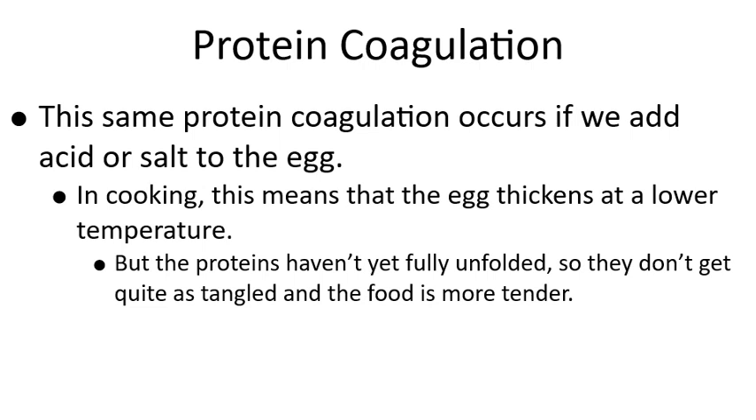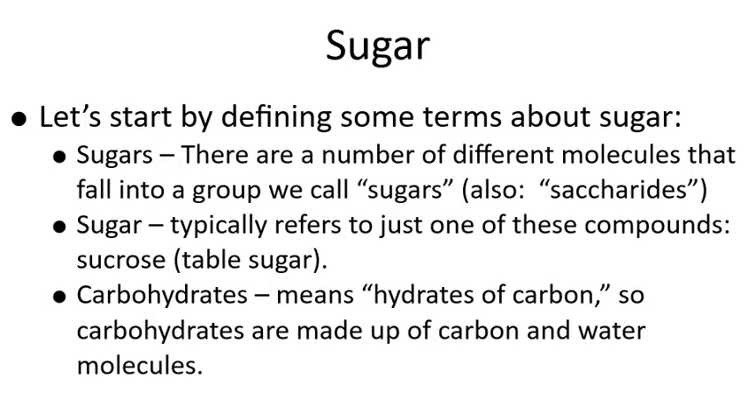However, if the proteins coagulate before they've fully denatured, that is, before they've fully unfolded, they don't get quite as tangled. The result is that the protein network in the cooked food is more flexible, and so the food is more tender. Okay, we've discussed the gas bubbles and the proteins that make up the majority of the structure of our cookie, so now let's turn to the sugar that gives our cookie that wonderful sweet taste.